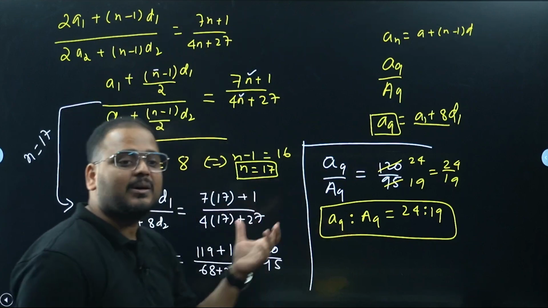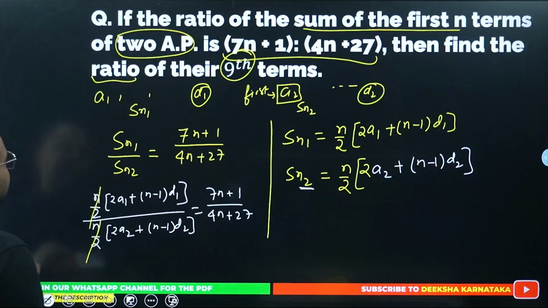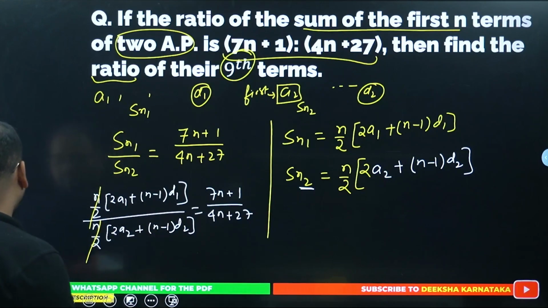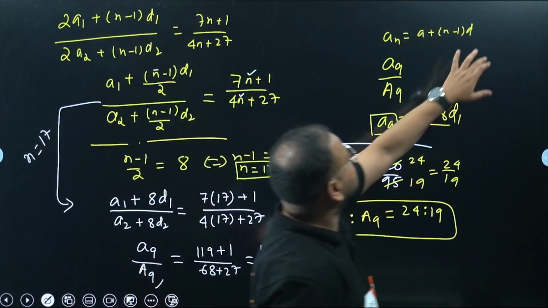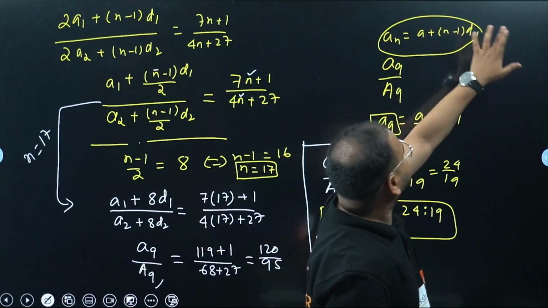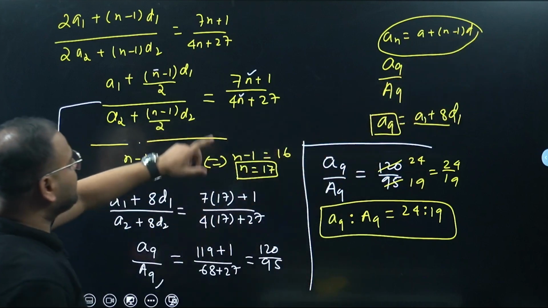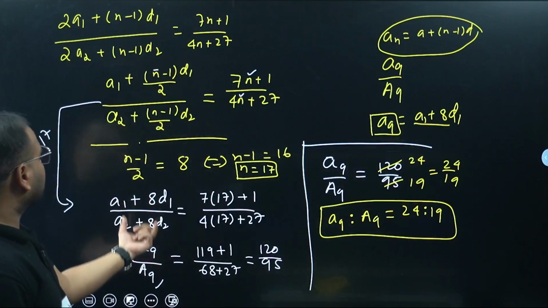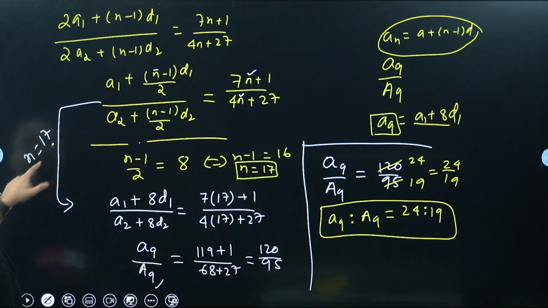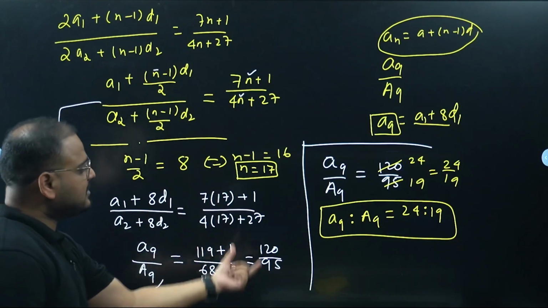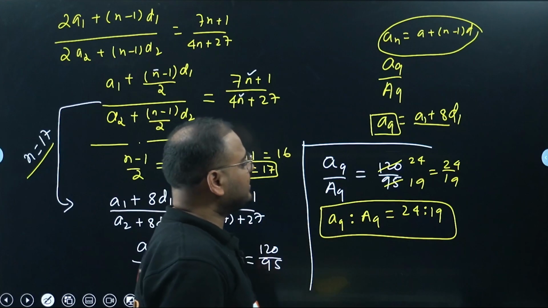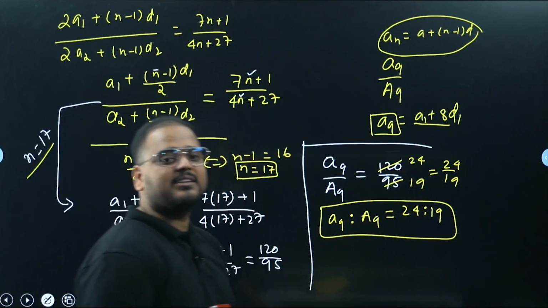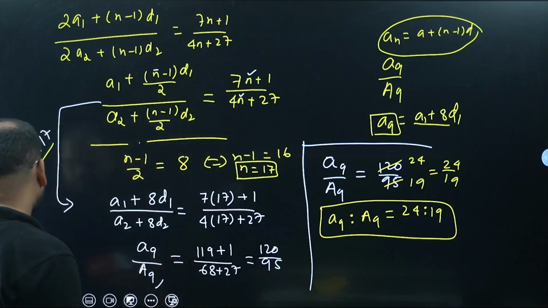What we did, from the sum of the terms we simplified in such a way that they take the form of the nth term. What is the form of the nth term? The form of the nth term is over here. Using the form of the nth term we compared to get the ninth term, a1 plus 8d1, and we got this result by substituting n as 17. This is our answer, simplified, got 24 by 19. Please check the calculation. 5 2s are 10, yeah, it's correct. 24 by 19 is my final ratio.